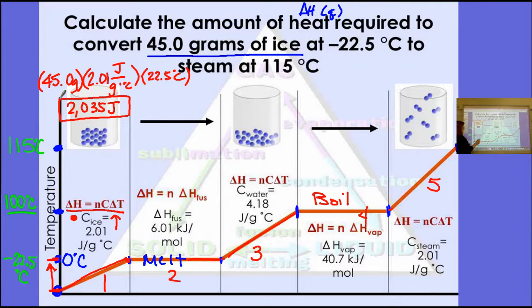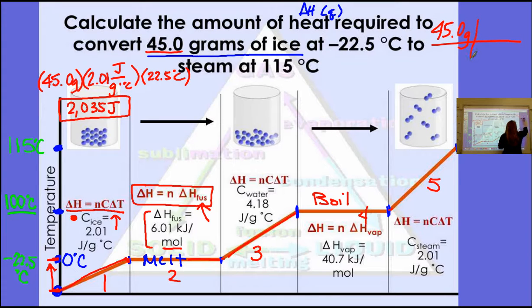In the second part, I can't use nCΔT because I don't have a ΔT. So my equation changes slightly. This is my fusion equation, because fusion means melting. Here's my number for fusion, but it's in kilojoules per mole. So what am I going to have to do with 45.0 grams?